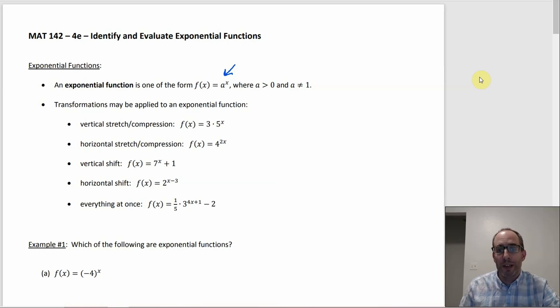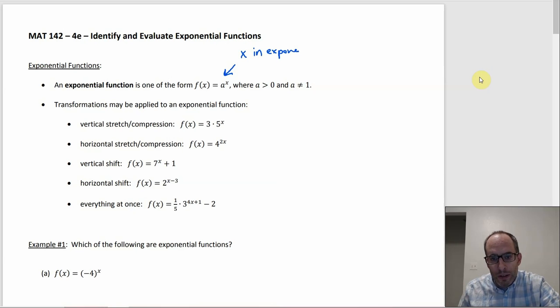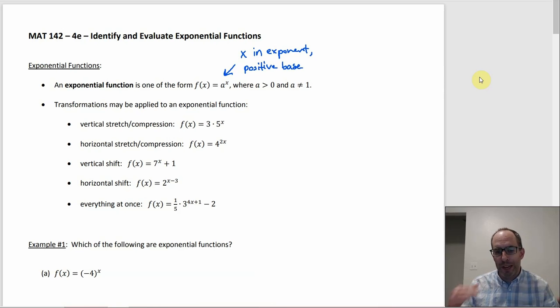So what do they look like? The first thing that's noticeable, I think, is that x is in the exponent, which is not where it's been previously. Usually that's the base. And the other thing is that whatever number a is, it needs to be positive. So we have to have a positive base, since that's what it would be called. You have your base and your exponent, where a is your base and x is your exponent in that general form.